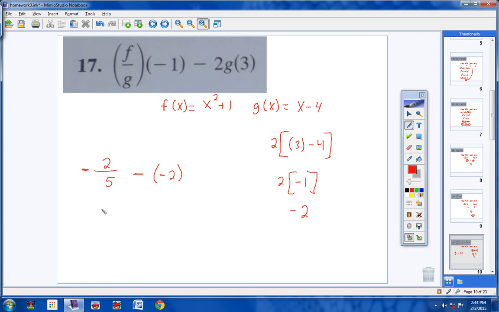So we end up with negative 2/5 plus 2, which should give us 1 and 3/5, okay? Negative 2/5 plus 2 is 1 and 3/5. And the answer in the back of the book says 8/5, which is the same thing as 1 3/5. Okay? Look that over again if you need to, alright? Moving on to number 19.